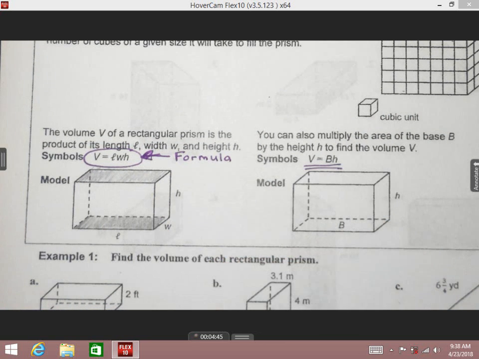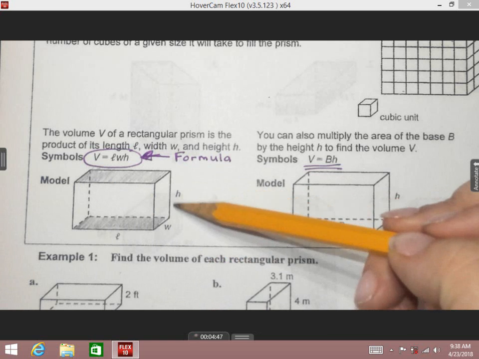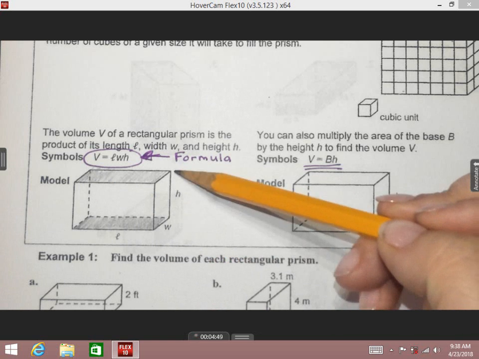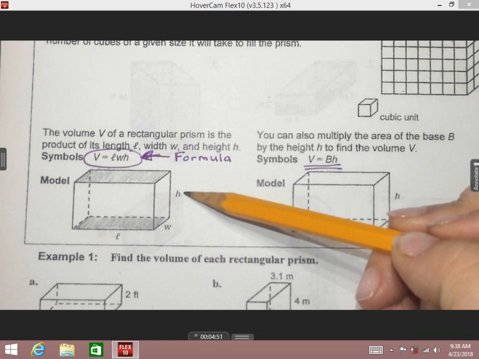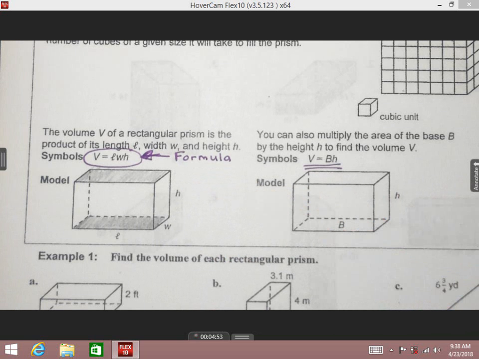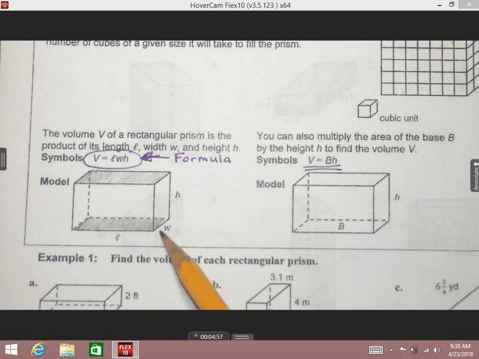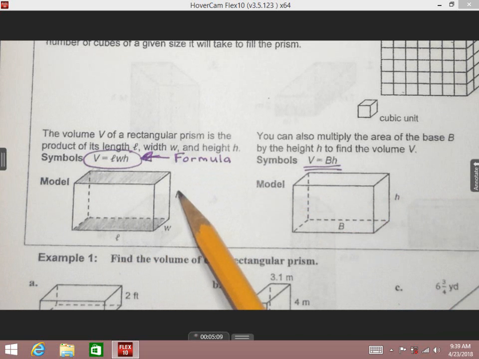Okay, so there's my top. All right, and then what's connecting my top and my bottom? The H, which is the height. Okay, cool. All right, what letters are down here on the bottom? L and W. What does L and W stand for? Length and width. Okay. So we have our length and our width, and then we have our height, correct?